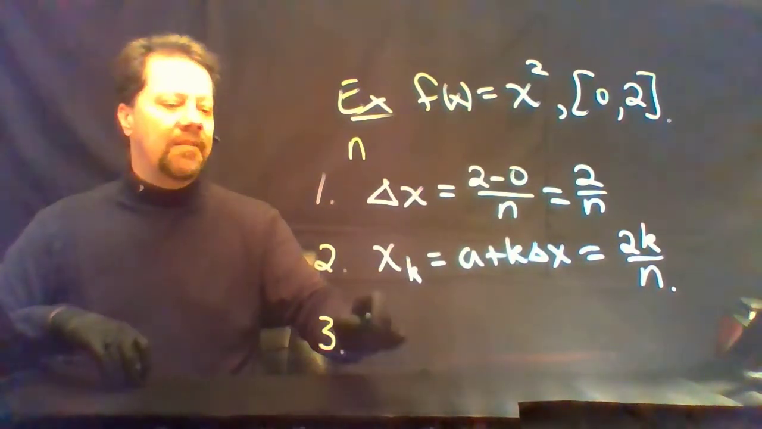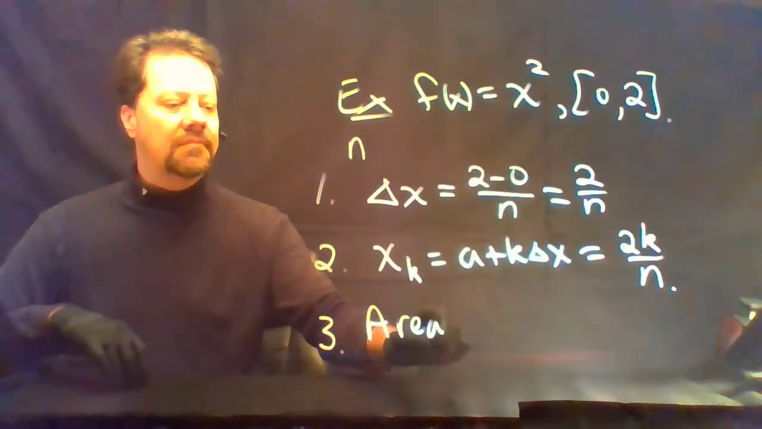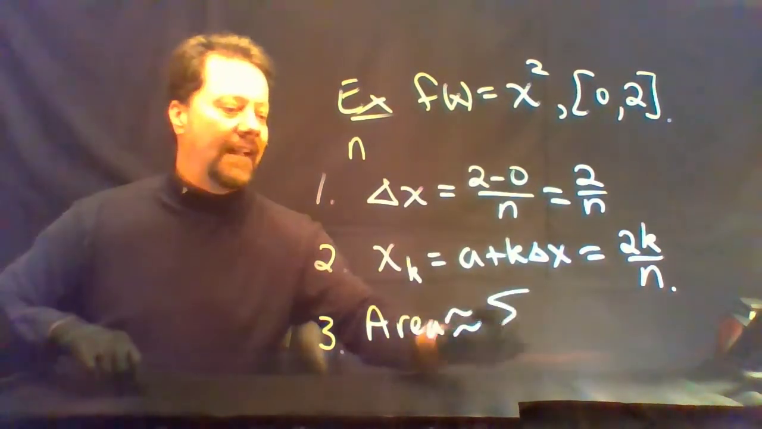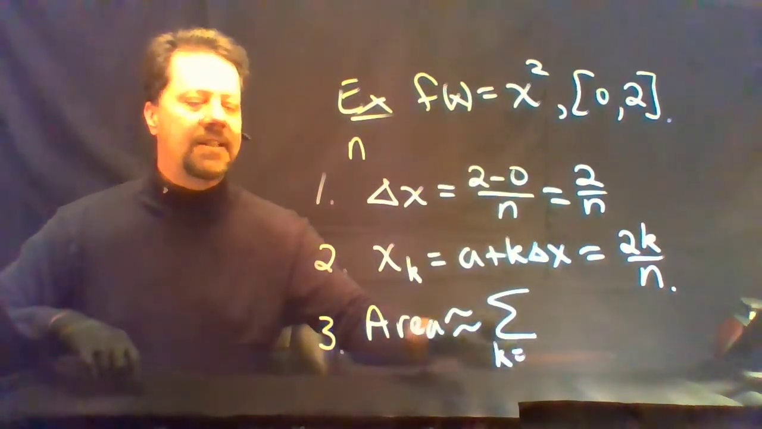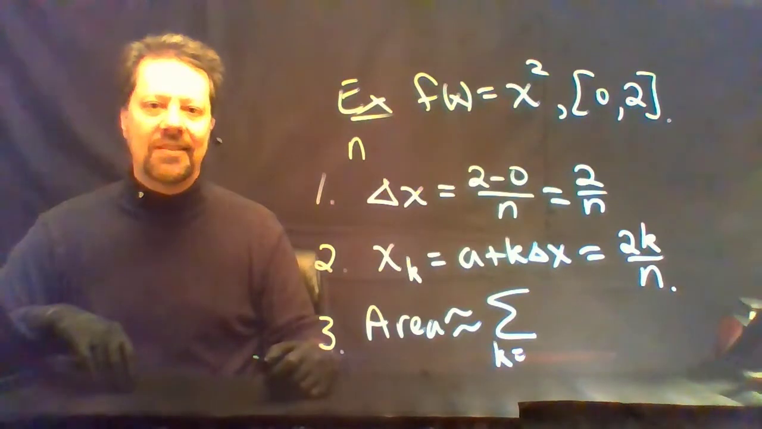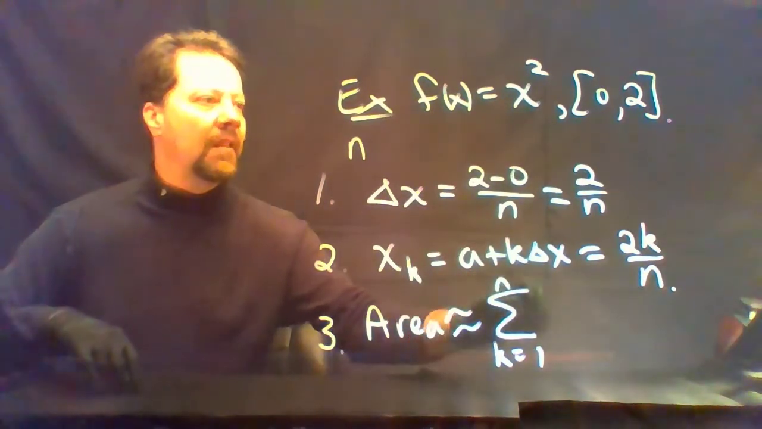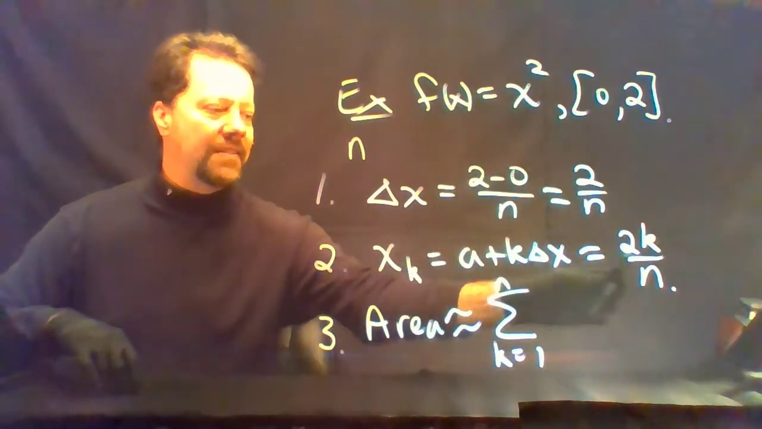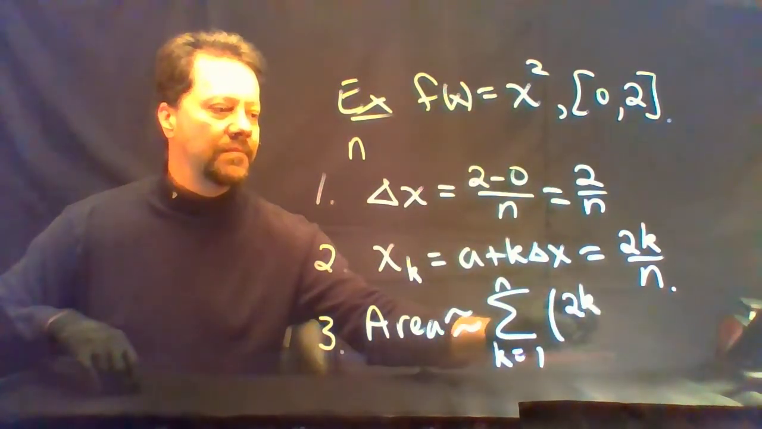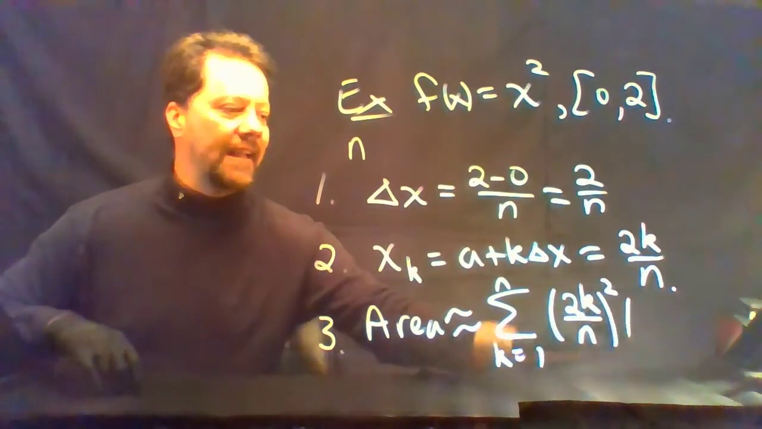Third, we'll estimate the area by calculating the sum. It doesn't matter if you use right-hand endpoints, left-hand endpoints, or midpoints, so let's just use right-hand endpoints. Our function squares these values and then multiplies by delta x.